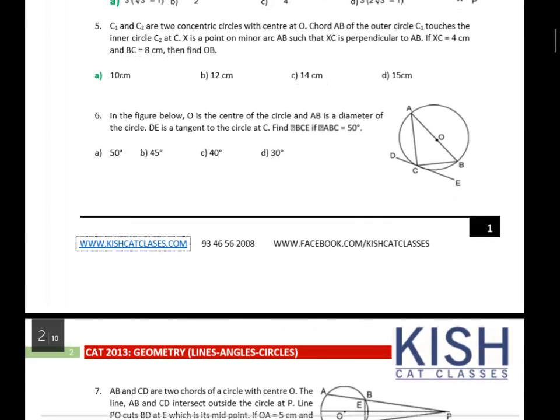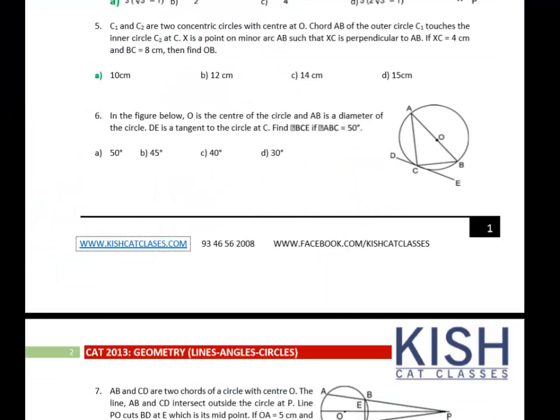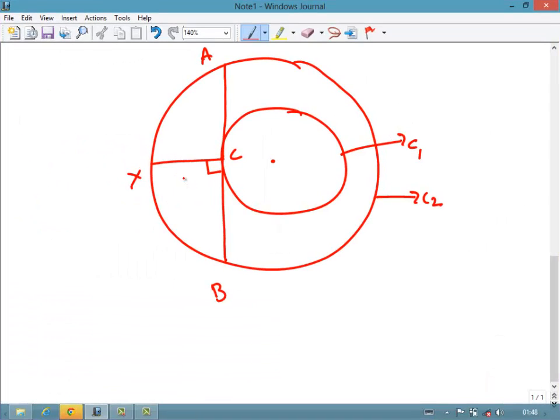Chord AB of the outer circle C1 touches the inner circle C2 at C. X is a point on the minor arc AB, such that XC is perpendicular to AB. So we need to draw XC. This is XC, and this is perpendicular. Now the lengths are clearly given. Focus on them. XC is 4, BC is 8.